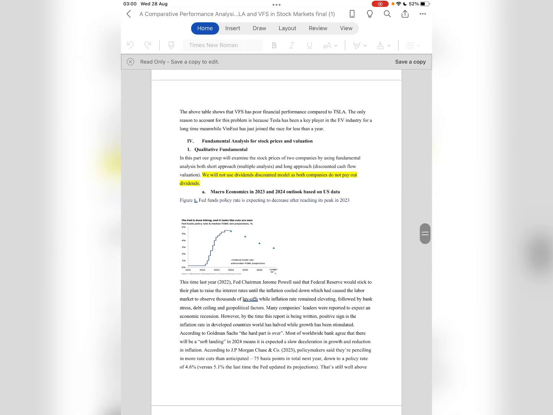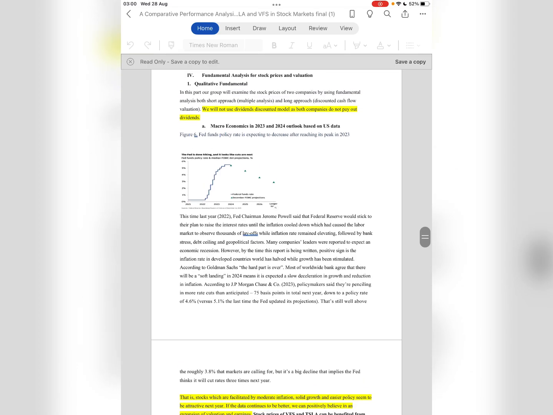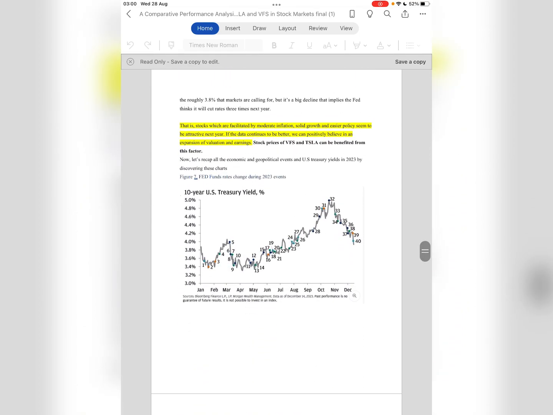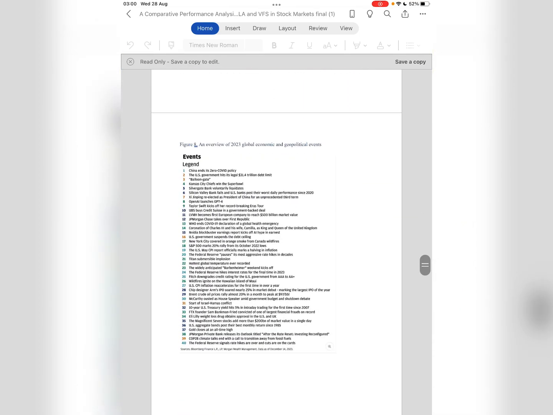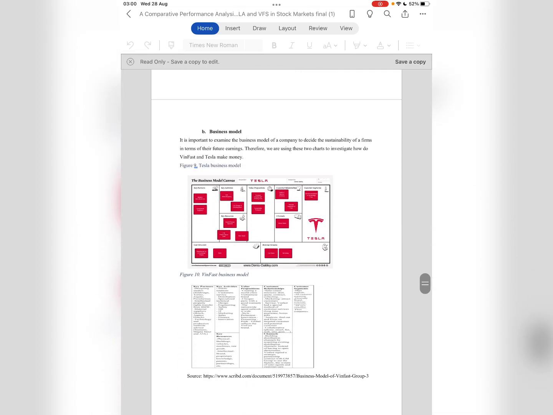In the fourth part, I have the qualitative fundamentals. I quickly look at the macroeconomic condition. Since I understand that the US market has a high influence on every other country, I was focusing more on the US side. Then I also examine the business model in order to understand how these businesses make money.